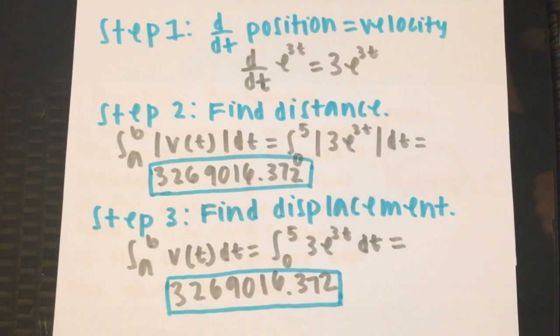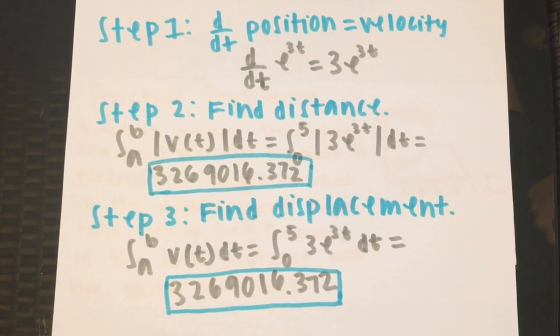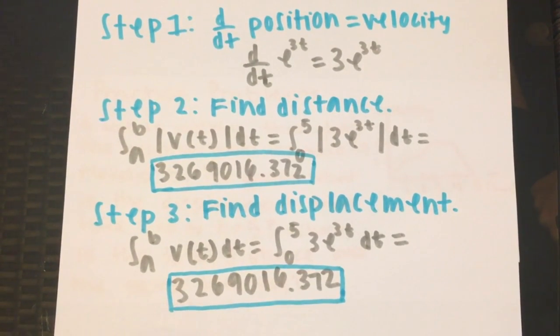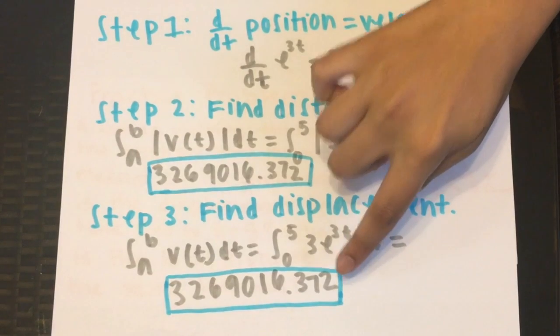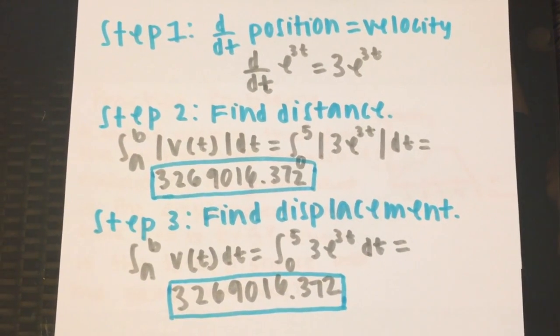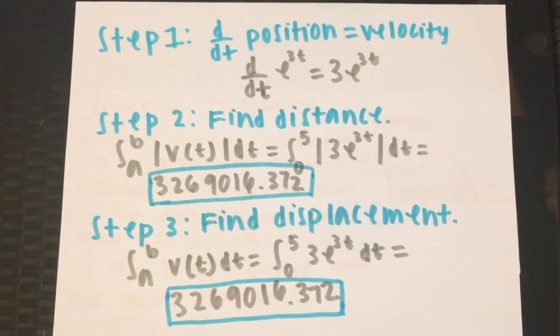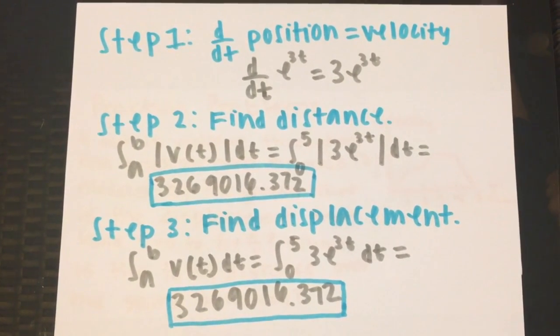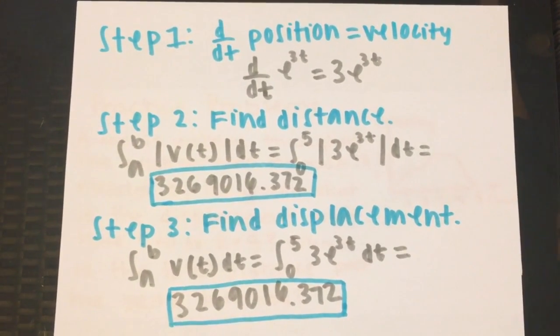Your step 3 is to find displacement. Displacement is a similar formula to total distance, except there is no absolute value. So you're going to plug in and get the same answer. The reason that you get the same answer in both these cases is because your original function was not negative. And so after you integrate, you get the same answer.